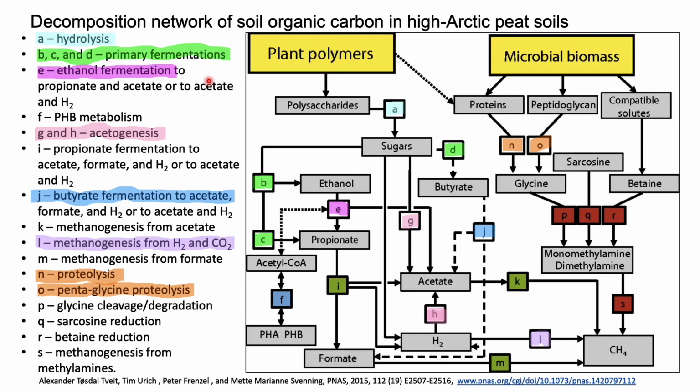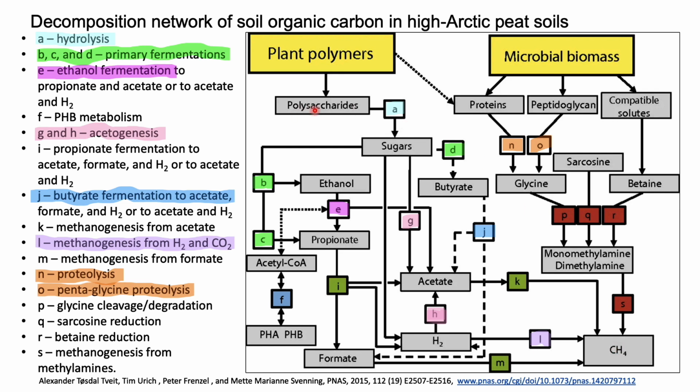And here is a network of decomposition of soil organic compounds in the high Arctic peat soils. We have plant polymers which are getting degraded. We also have microbial biomass. The microbial biomass can degrade proteins, peptidoglycans and compatible solutes. And the plant polymers, especially the polysaccharides, are being degraded. So these are all the various reactions by which the end product is methane.